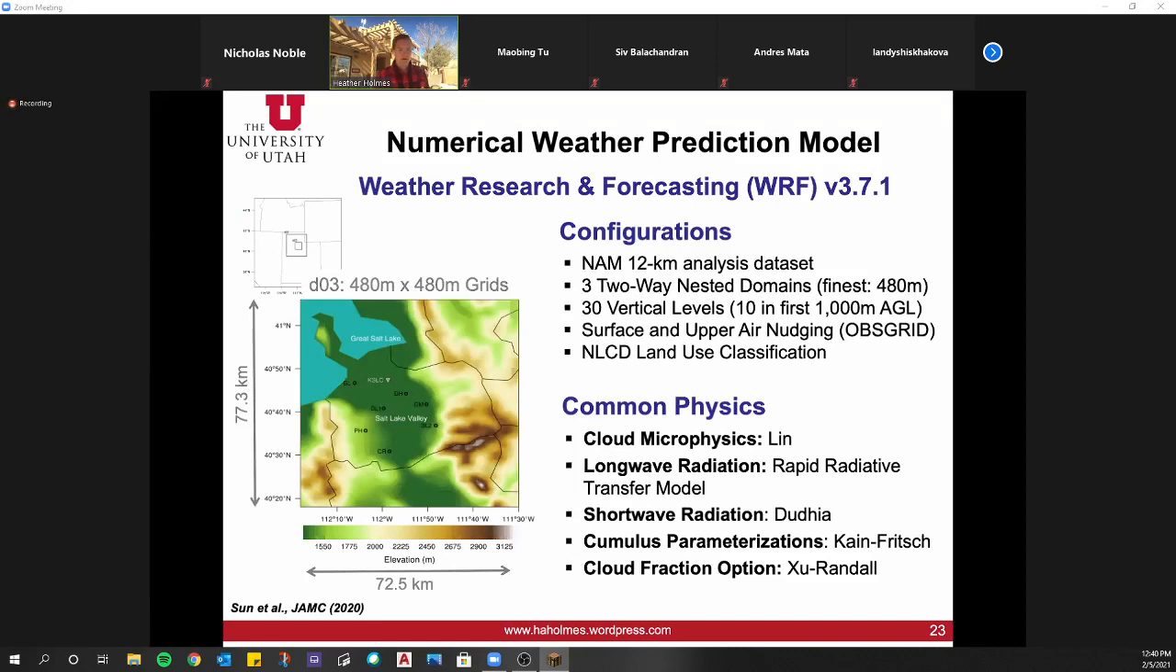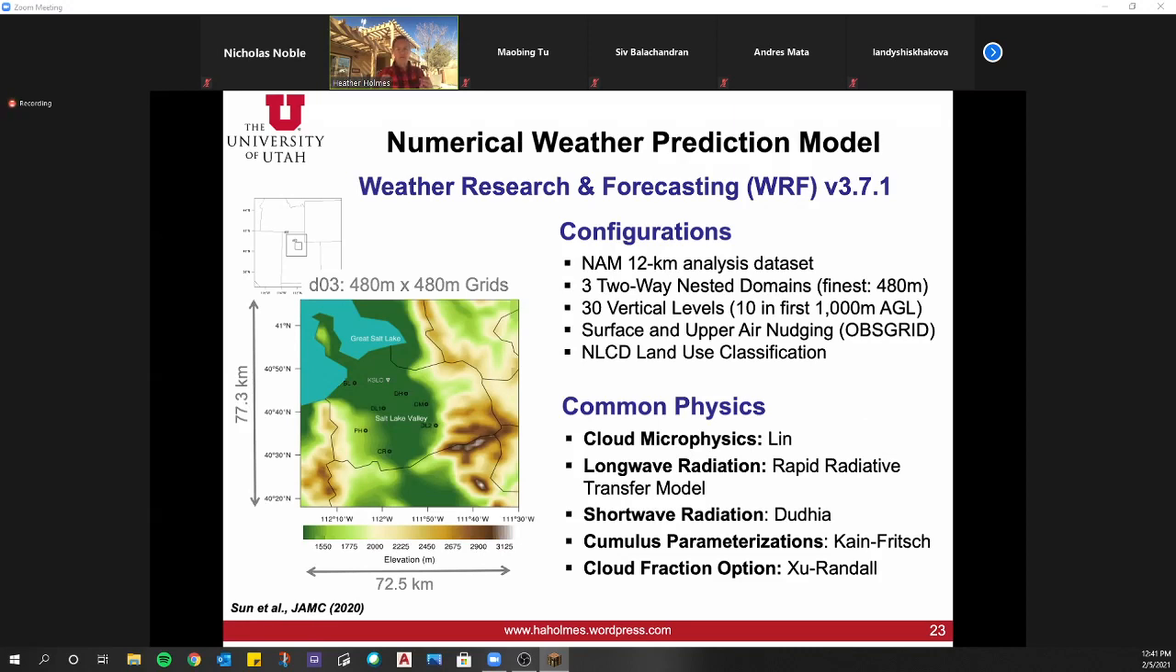She used the WRF model to do this, and her finest domain was centered on the Salt Lake Valley. You can see the Great Salt Lake up here on the left. And this is a terrain map, so you can see the elevation of the Wasatch Mountains on the right and the Oquirrh Mountains on the left. She used two-way nesting, driven with NAM. She also had observational nudging to try and improve the model performance.